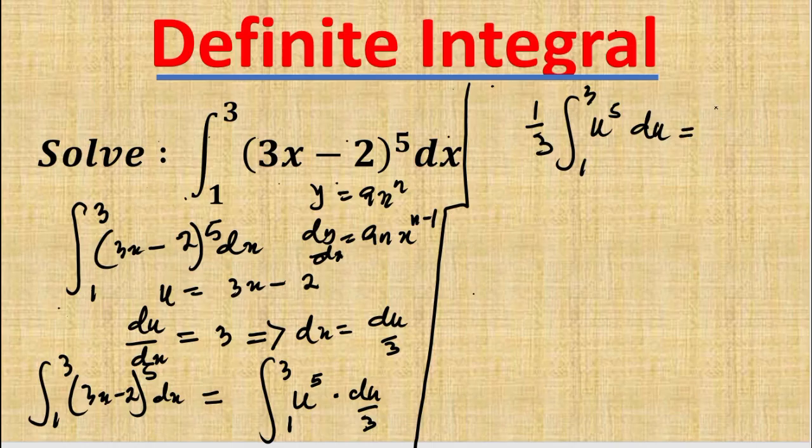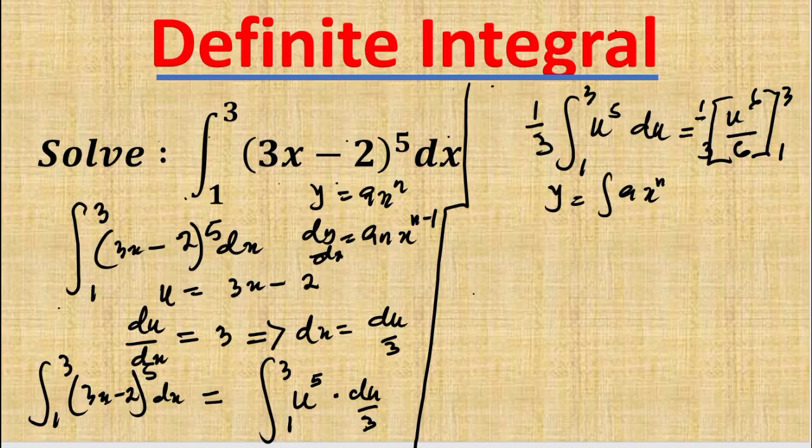On integrating, this should become 1 all over 3 times u raised to power 6 over 6, evaluated between 3 and 1. Don't forget that if y is equal to the integral of ax raised to power n, this will be the same thing as ax raised to power n plus 1 all over n plus 1. That was where I got my 6 from. My 6 is from 5 plus 1, which is 6, and 5 plus 1, which is 6.